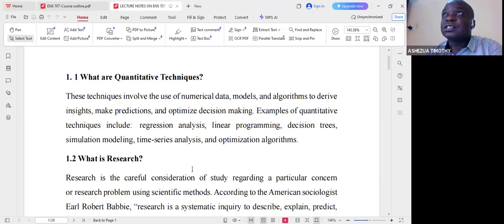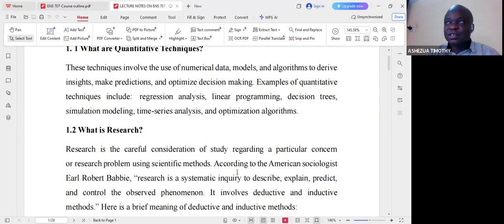Research is the careful consideration of a study regarding a particular concern or research problem using scientific methods. So any study you want to perform, any study you want to carry out, any study that you are carefully looking at using a scientific approach, is research. Now, according to an American sociologist, Robert, he described research as systematic inquiry to describe, explain, predict, and control observed phenomena.